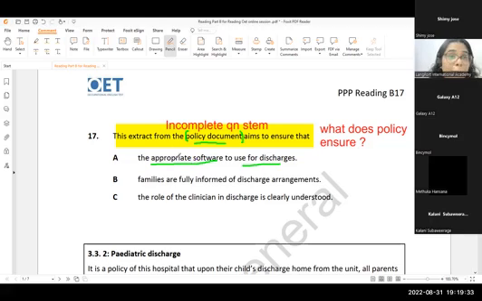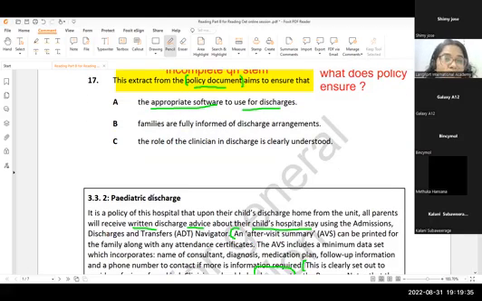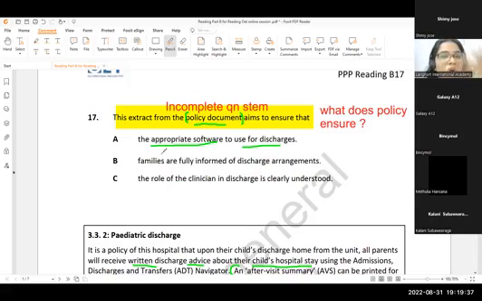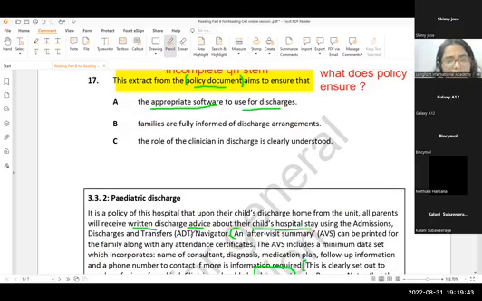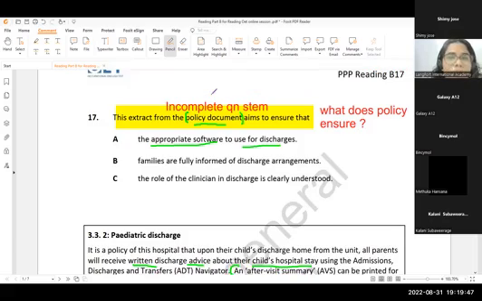No. But they do mention it once. But that is not what the entire document is trying to convey. So we can say that yes, they mentioned one software here, but the whole document is not trying to convey that you have to use the appropriate one.